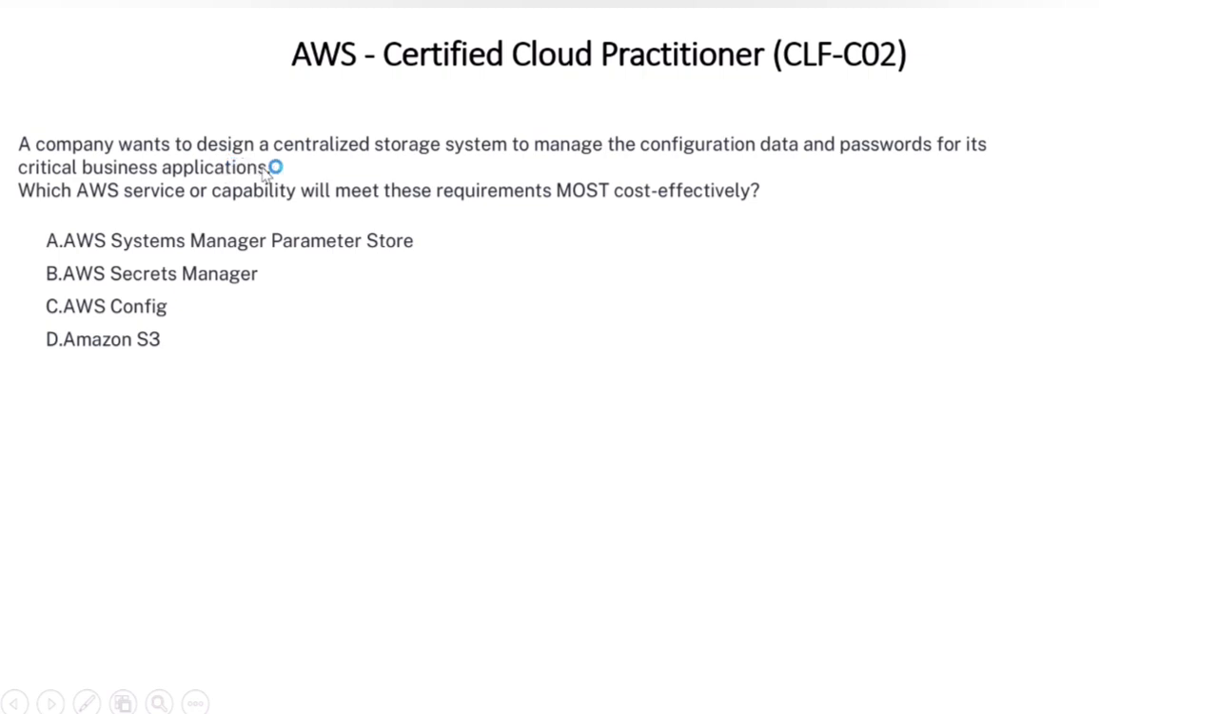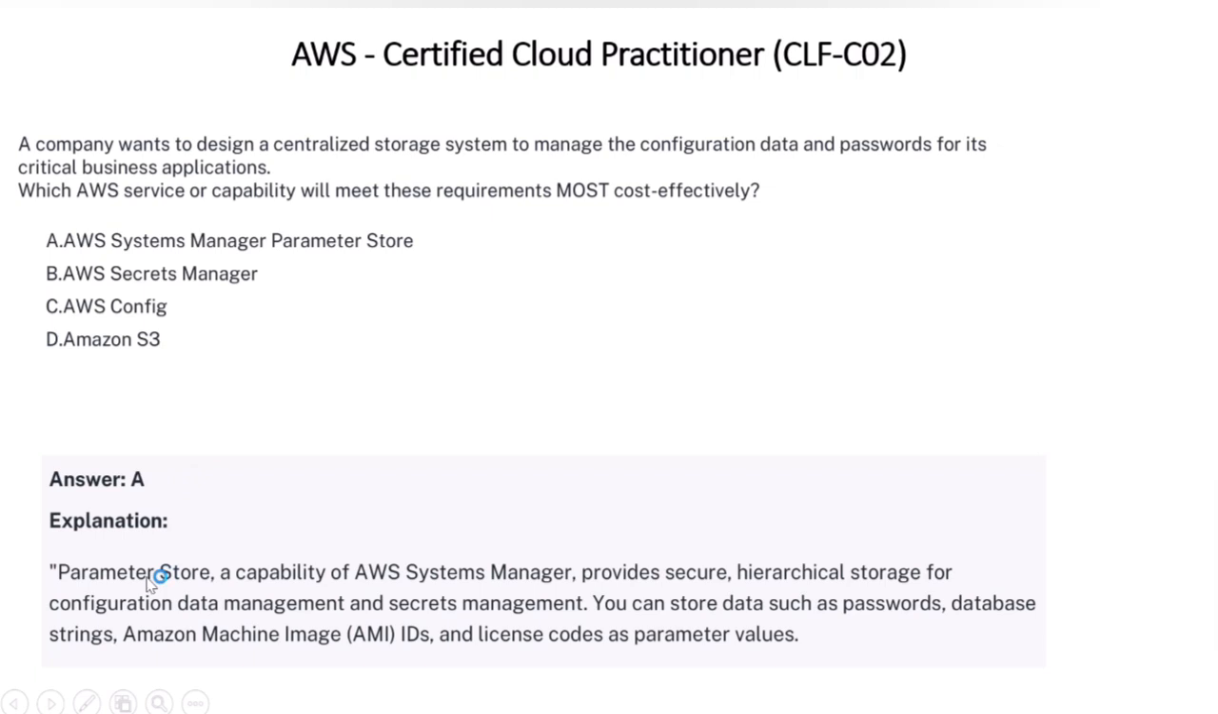A company wants to design a centralized storage system to manage the configuration data and passwords for its critical business applications. Which AWS service or capability will meet these requirements most cost effectively? The options are: option A, AWS Systems Manager Parameter Store; option B, AWS Secrets Manager; option C, AWS Config; option D, Amazon S3. The correct answer is option A.